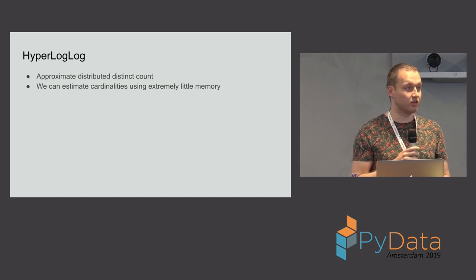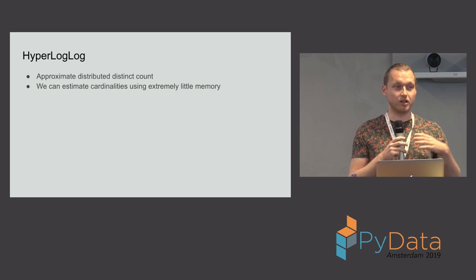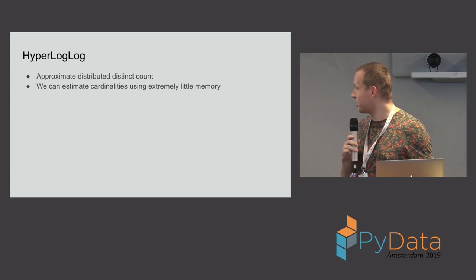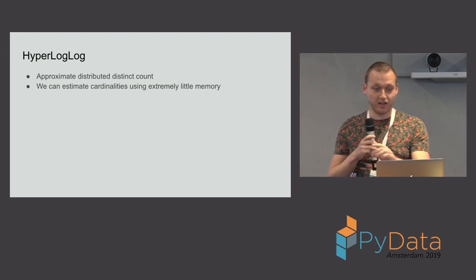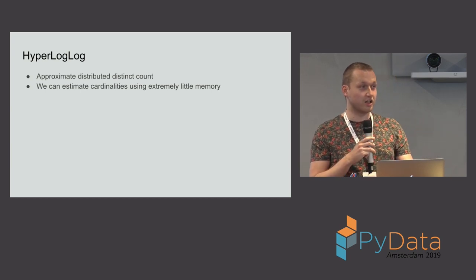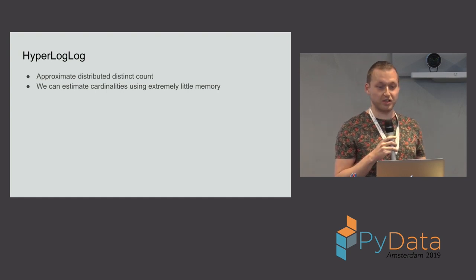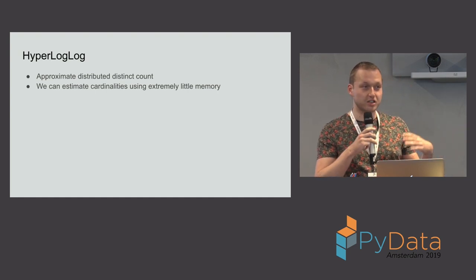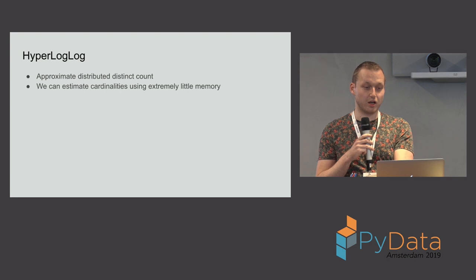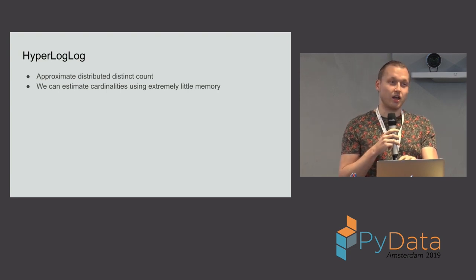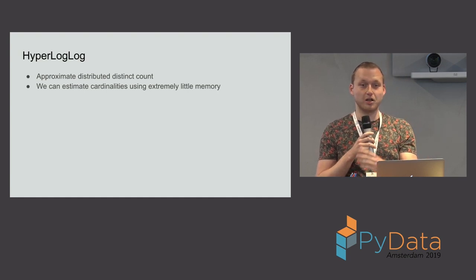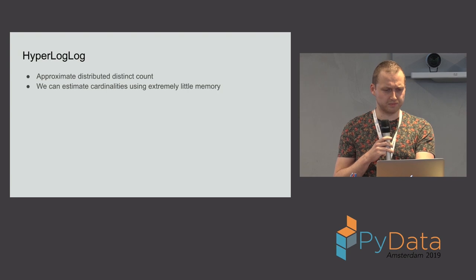And it could make a difference of hours in terms of query runtime. It also makes a huge difference in terms of memory usage, which we're going to touch on, because I'm saying extremely little memory. It's kilobytes of memory to estimate cardinalities of billions of values. So you could be spending gigabytes or dozens of gigabytes of memory to calculate the exact distinct count, whereas with HyperLogLog, you could say, within a margin of 2-4%, something like that, I can tell you the distinct count and use only a few kilobytes of memory.